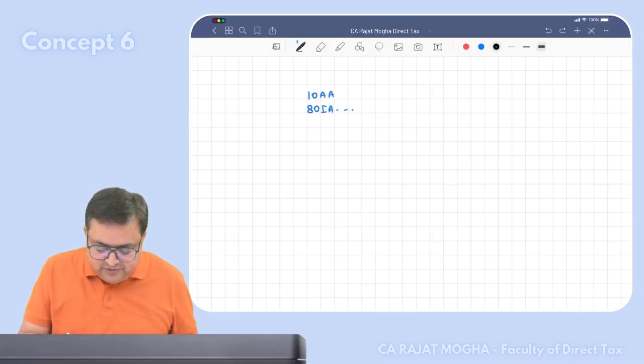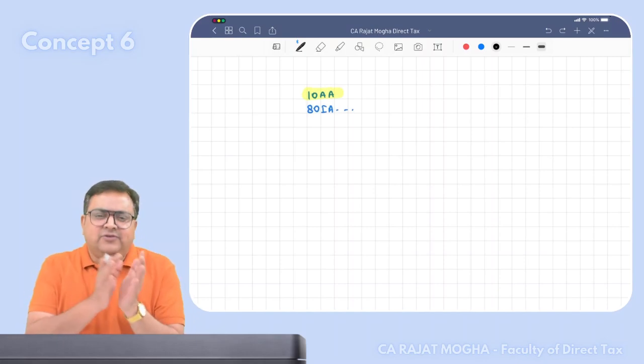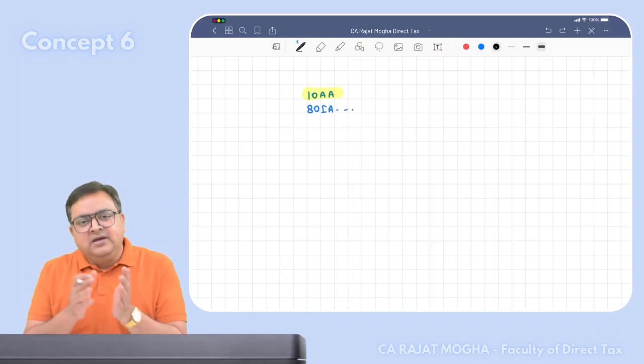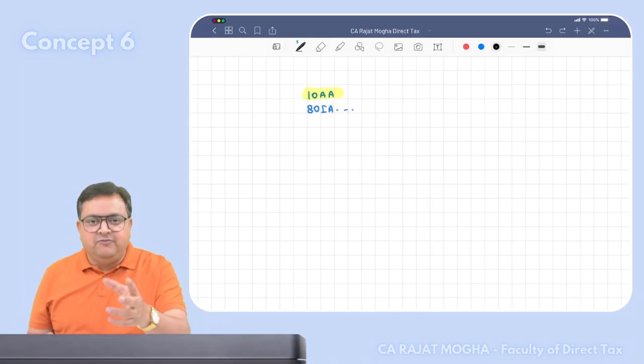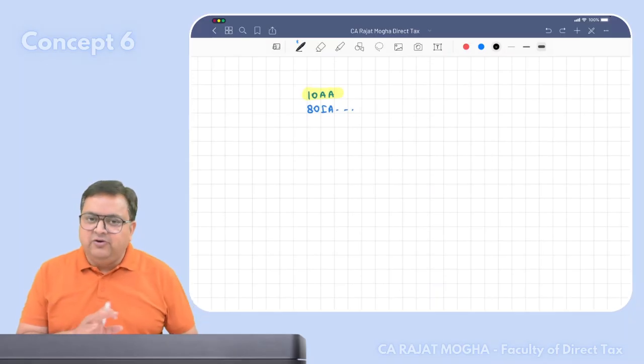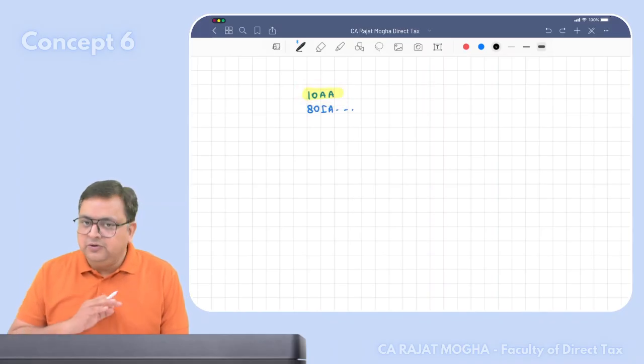See, what is 10AA? You all know that it gives a tax holiday for 15 years. First 5 years, 100% of the profits. Next 5 years and the next 5 years, 50% of the profit, with some conditions, right? 10AA we will also revise in some other class. Okay. So under 10AA, people take a good deduction.